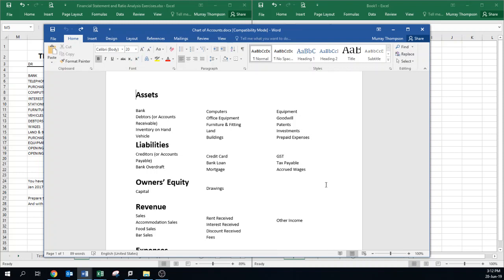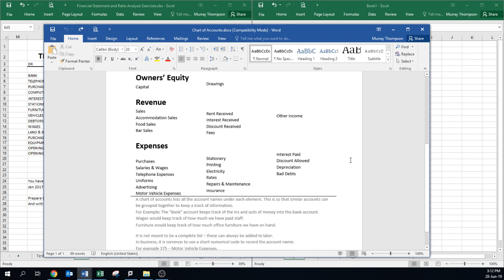Then we have owner's equity, which normally just has capital and drawings under it. And then we have our revenue items. So we've got sales, food sales, interest received. If it's got received in the name, it's generally a revenue, something that we earn and we get to keep the money. And finally, expenses, which are costs to the business. These are running costs to keep us going. So purchases, salaries and wages, telephone, advertising. And if it's got paid in the name, it generally will be an expense. Okay, so go back into Canvas if you need this chart of accounts. And it's also on the J drive as well.